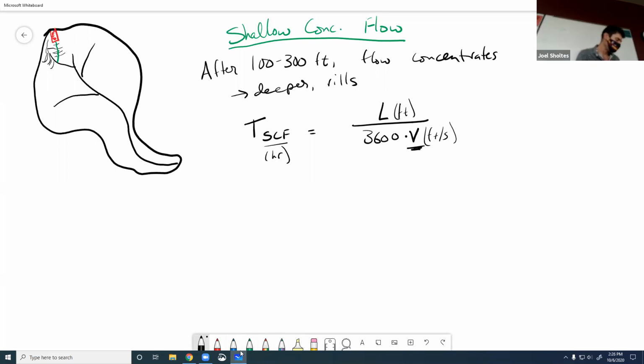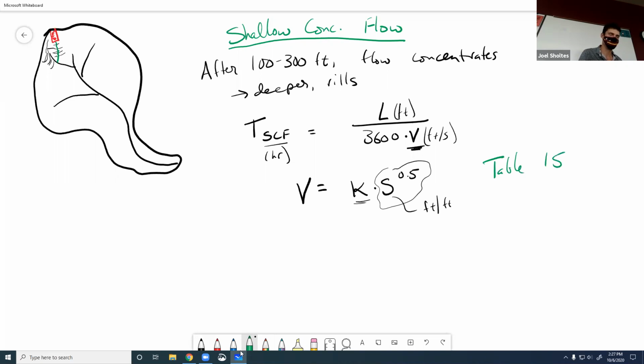So we'll go to a nice table and we've got some empirical equations. Again, this is based on Manning's, and we say velocity is equal to some coefficient, which we can look up, times S, our slope, to the 0.5. And you'll recognize this part from Manning's equation. So all of this is a simplified Manning's equation. And S, again, is in feet per foot, or meters per meter. And we want to look at Table 15-3. So let's take a look at that.